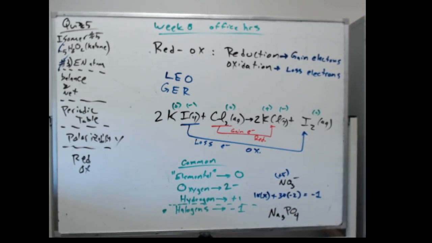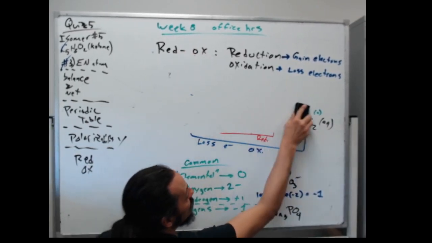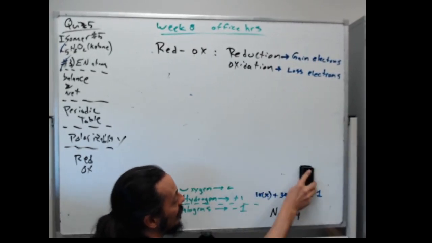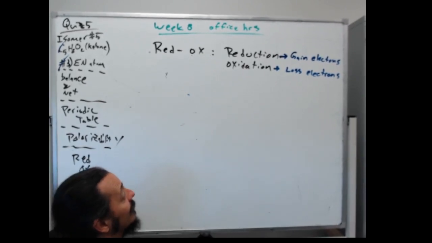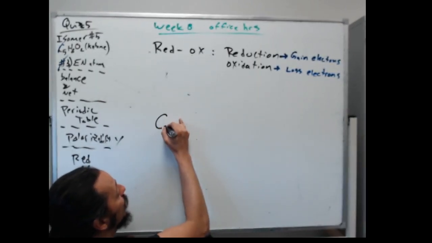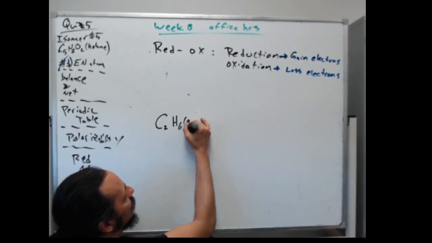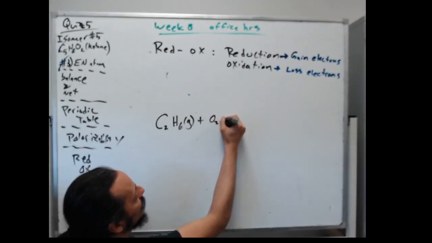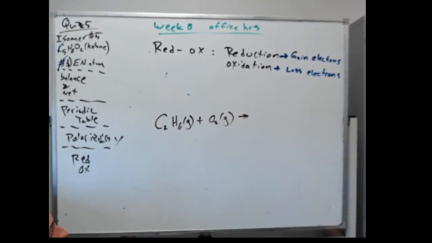Should we try a harder one? Sure. Okay. Now we'll do some of these harder ones tonight in class as well. We've just got some of the easy balancing to start, but let's do a kind of hard one. Okay, first step is predicting products. I've got C2H6 and O2 gas.